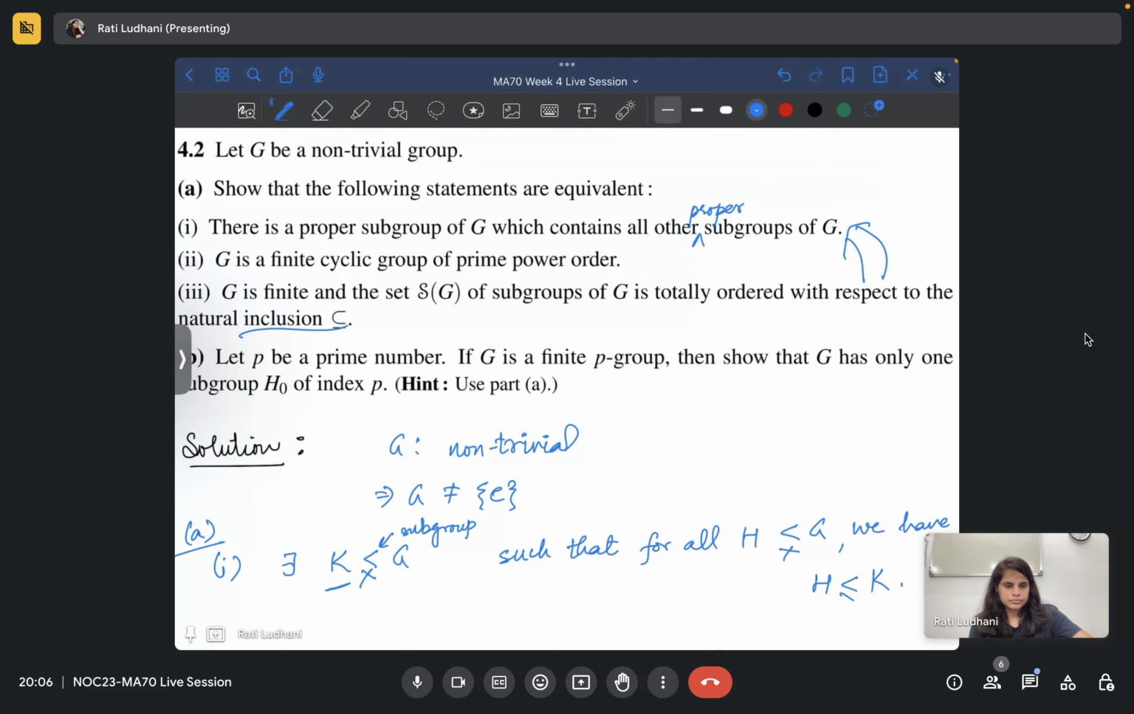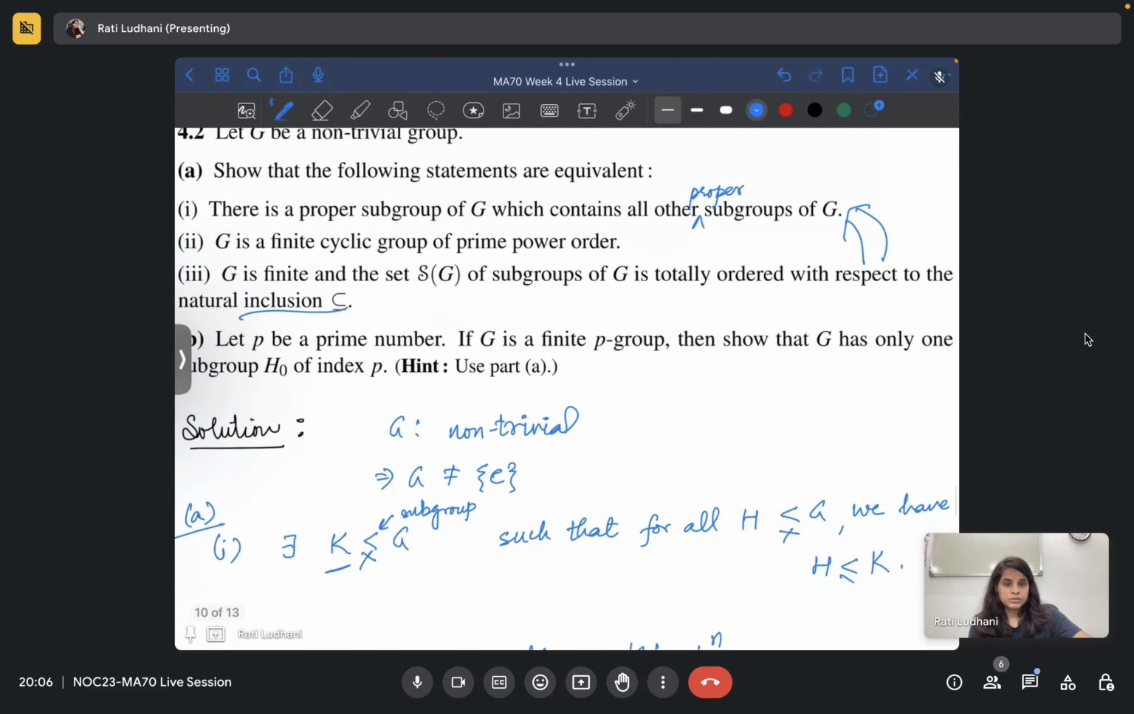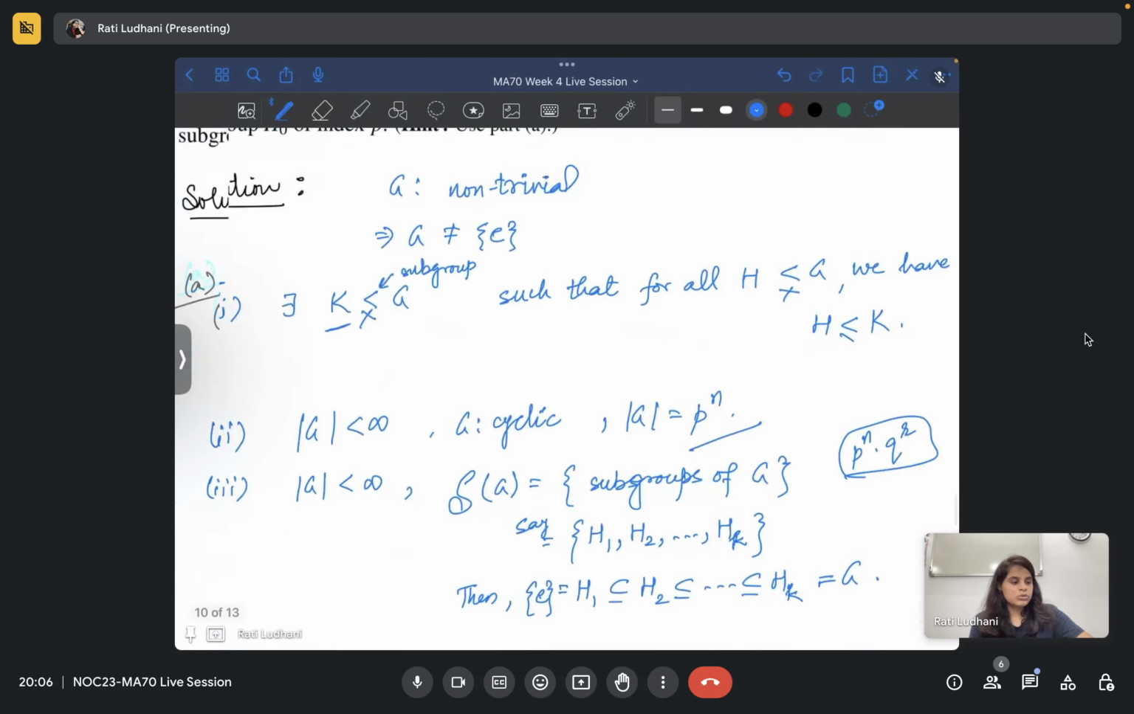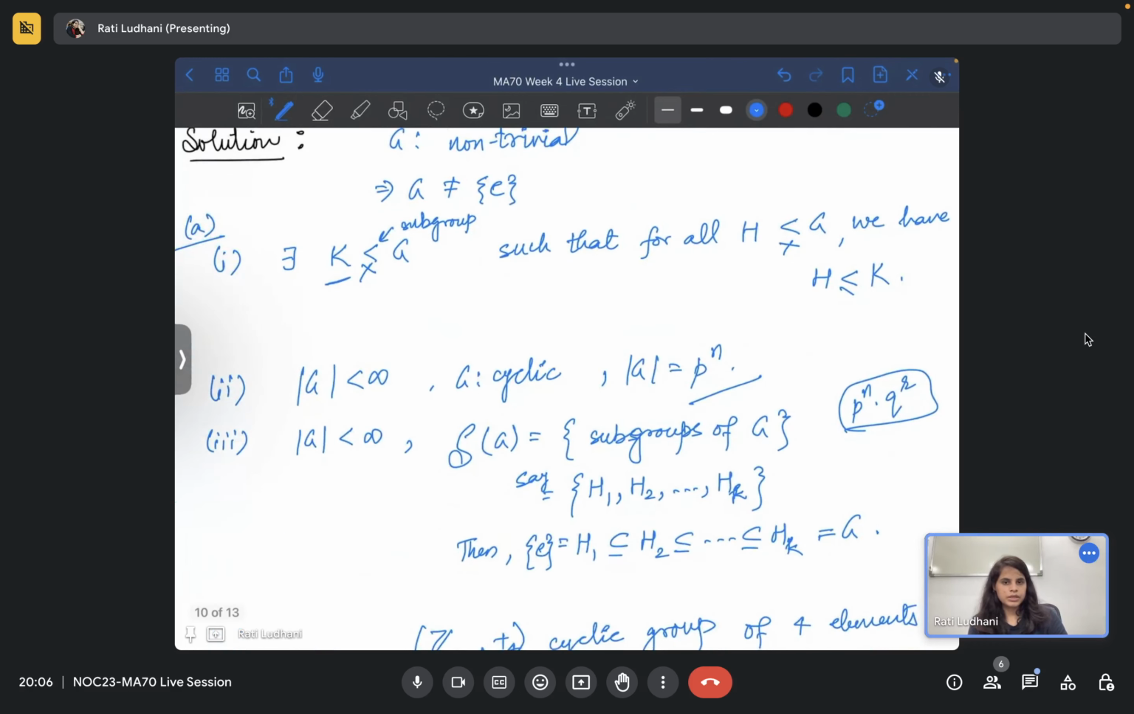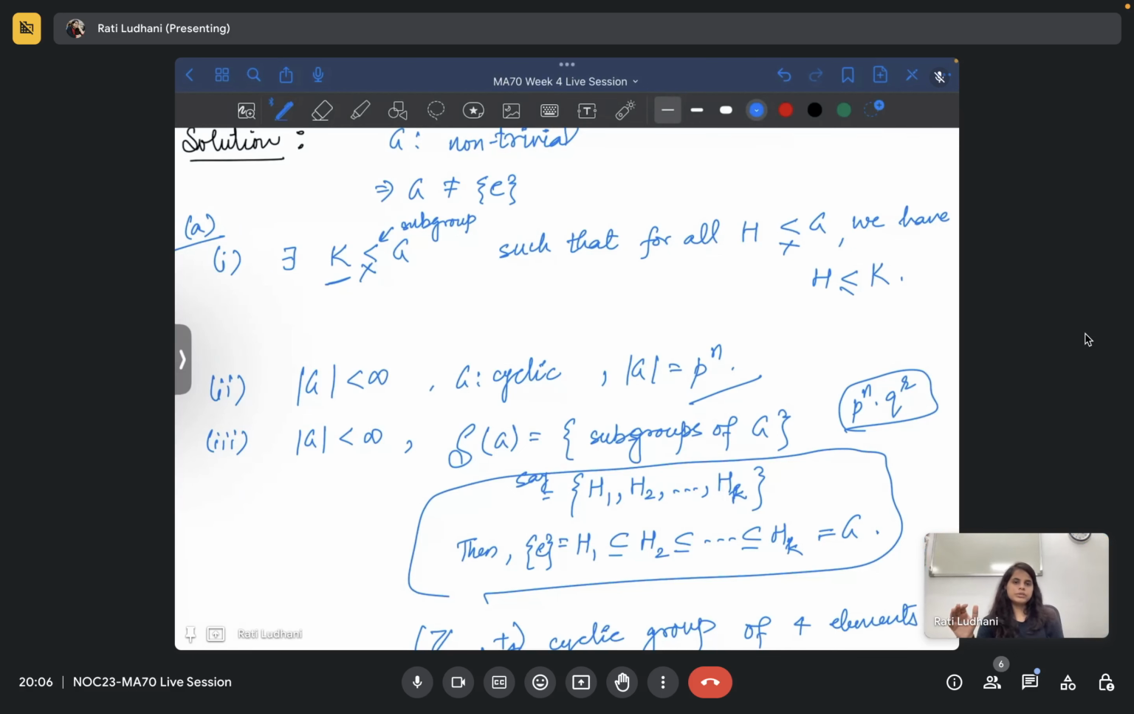When we take the larger one, what is totally ordered and partially ordered? Here you are writing H1 subset of H2. This is partially ordered, no. Totally ordered means there may be two chains, so there could be elements which are not comparable. So totally ordered means every element is comparable to the other.